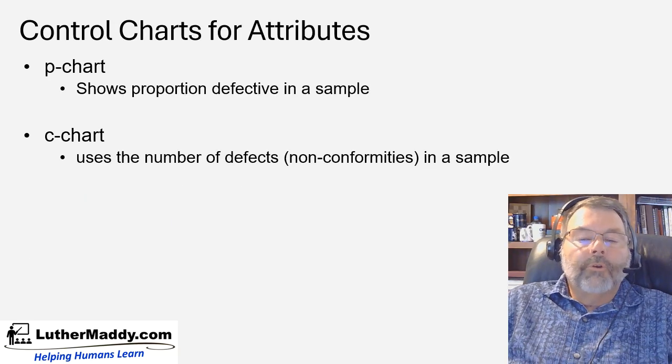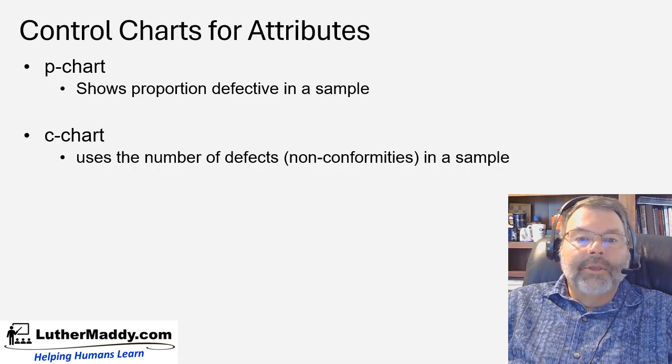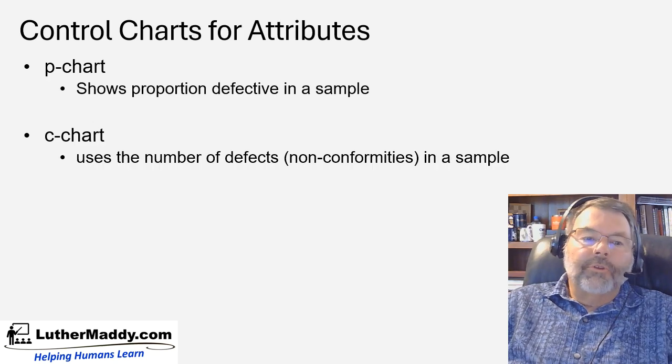There are two other charts that we'll talk about briefly here, the P chart and a C chart. P stands for proportion, and a P chart graphs the proportion of defects in a sample. A C chart counts the number of defects in a sample. That'll make more sense as we continue on here.